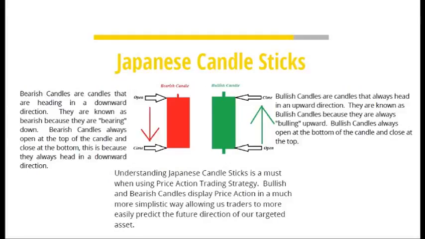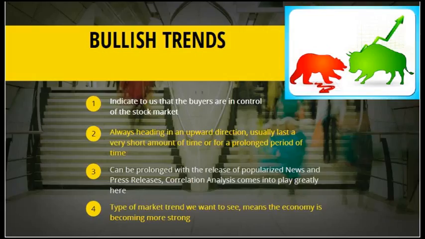Moving forward, we're going to cover the three types of trends. These trends are very important when it comes to trading the price action trading strategy. A bullish trend is going to have a lot more bullish candles than bearish because it's heading in the upward direction. Bullish trends indicate to us that the buyers are in control of the markets. It's always heading in an upward direction. It usually lasts a very short amount of time or for a prolonged period of time.